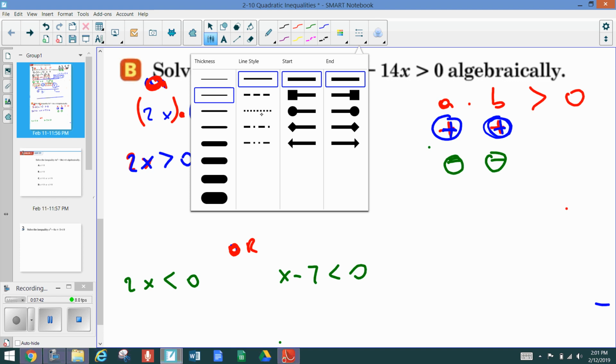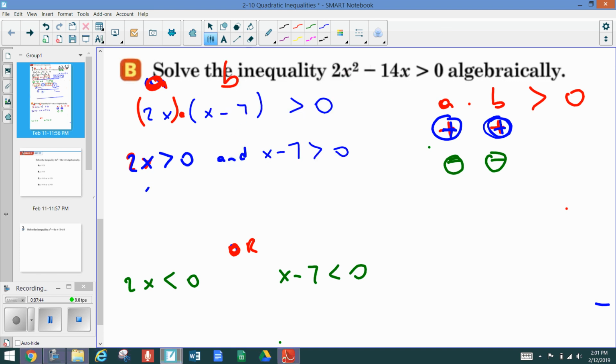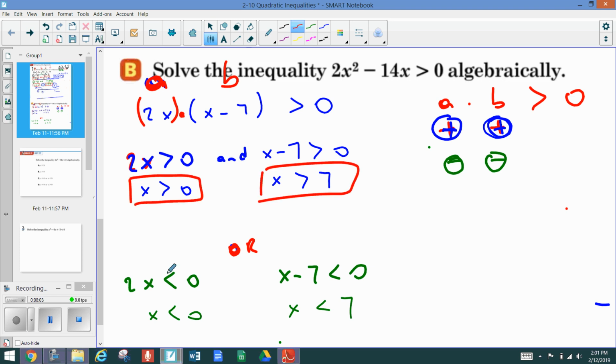Let's do that. Divide by 2. When you divide by 2, it will be 0. Add 7. And in this case, the green one, divide by 2. We're going to add 7. Then get these results in the box.